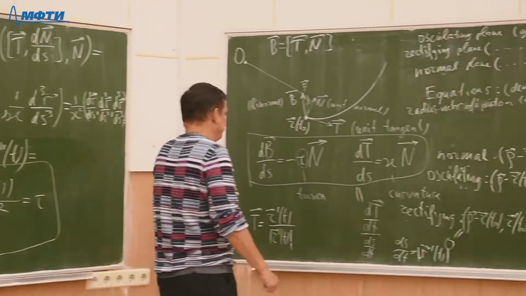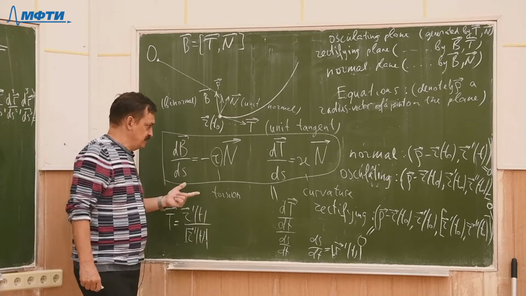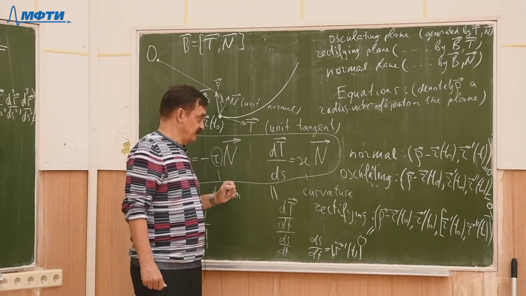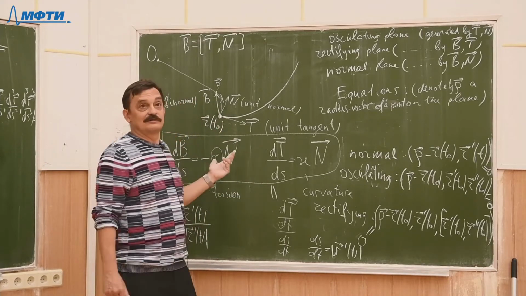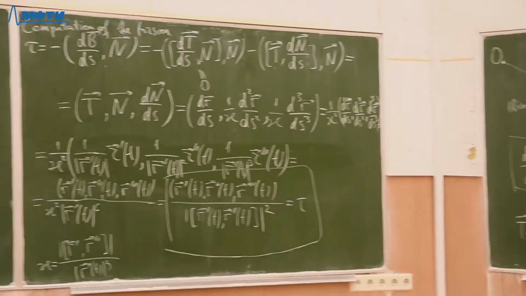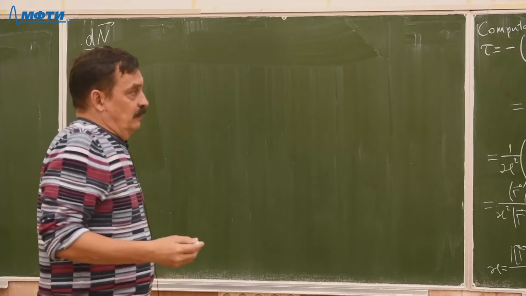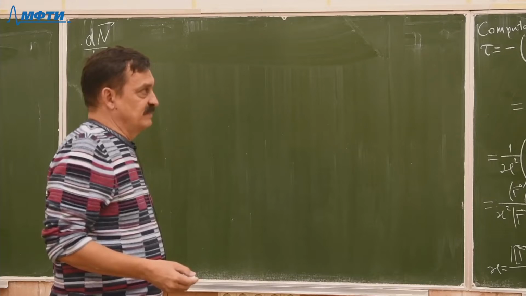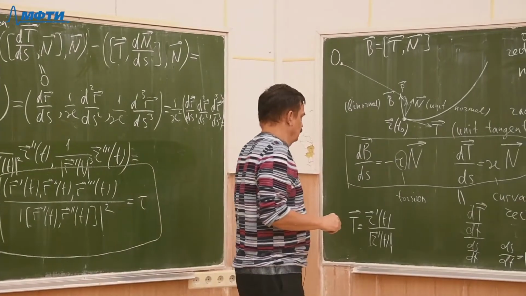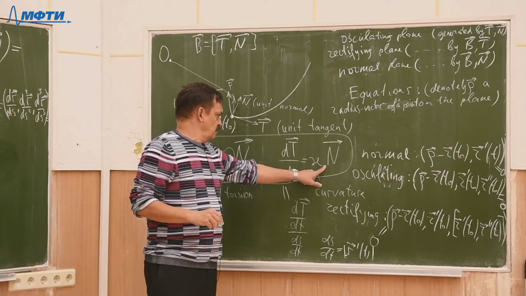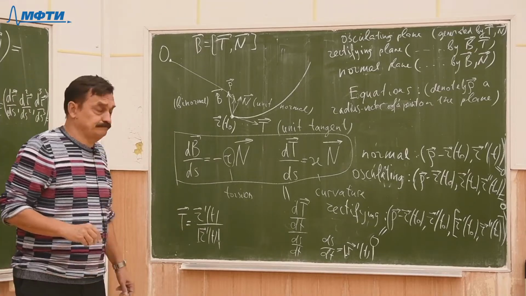One more thing. Look, I wrote two equations. What we computed: the derivative of the binormal with respect to s, and the derivative of the tangent with respect to s. What remains? Let's have a look at the derivative of the normal. So let us compute the derivative of the normal vector n with respect to s.